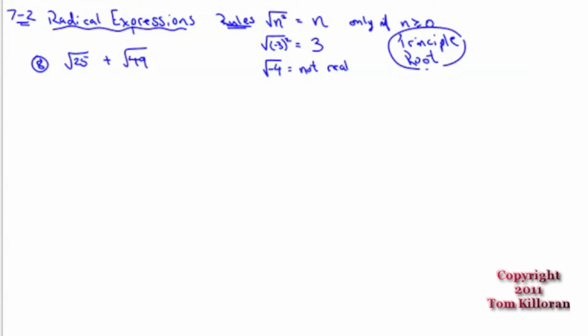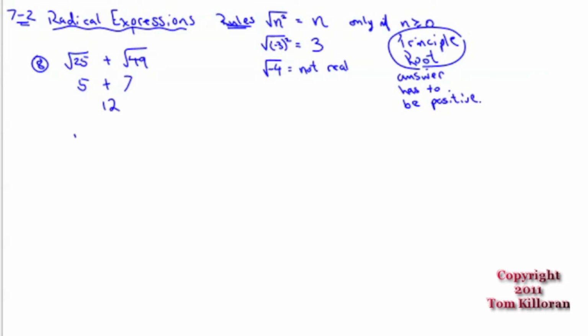Okay, so that's just considered a principal root. The answer has to be positive. So there's a lot of little pieces you have to be very cautious about, and it depends a lot on what kind of root you're taking or what kind of radicand you're dealing with. All right, so the square root of 25 is 5, the square root of 49 is 7, and 5 plus 7 is 12.